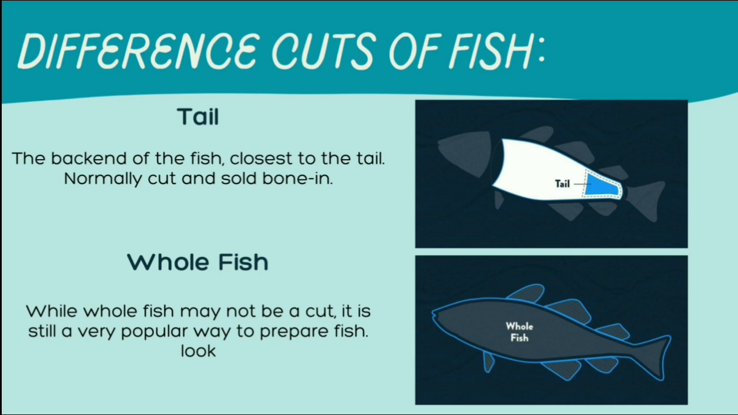Number 6, whole fish. While whole fish may not be a cut, it is still a very popular way to prepare fish. Whole fish can be purchased either in the round, with the head, tail, and viscera still intact, or gutted, which means the viscera has been removed but the head is intact.